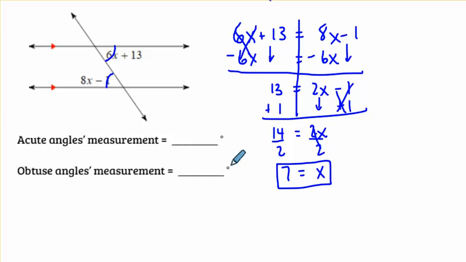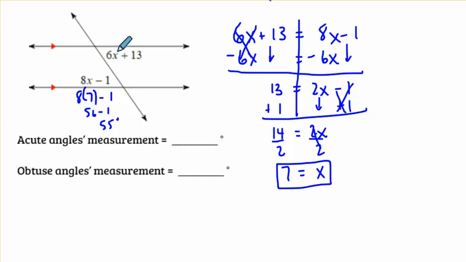Now we have to figure out the acute angles, which are the ones that we have marked. So let's go ahead and start with that. We're going to put 7 in for x, and let me erase those little arcs because they're kind of cluttering up my landscape here. Okay, so I can put 7 in for either one of these. I'm going to put it in this one. So instead of x, I'm going to put 7. 8 times 7 is 56, and 56 minus 1 is 55. Guess what? If I had put 7 in for this one, I would have gotten the exact same thing.